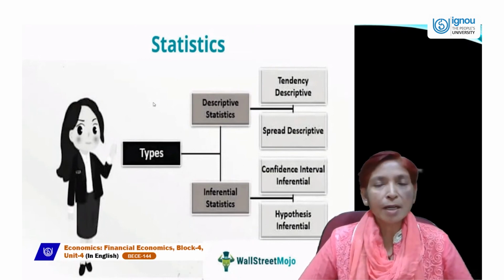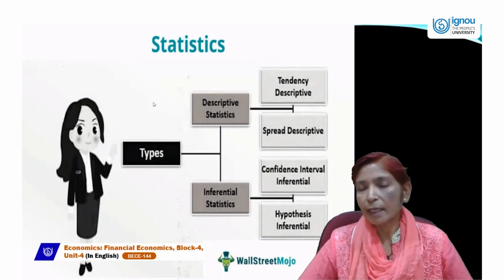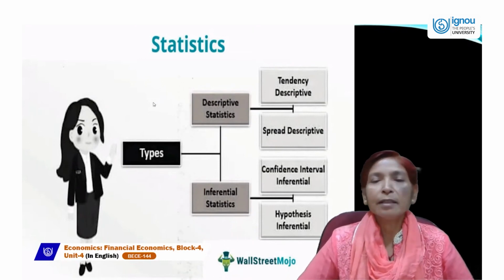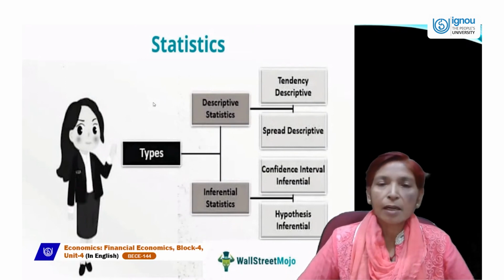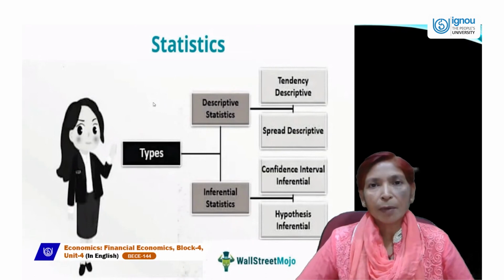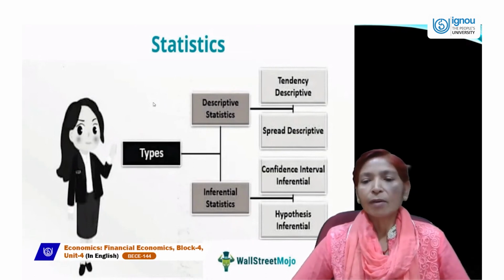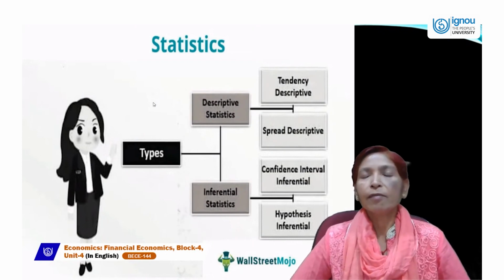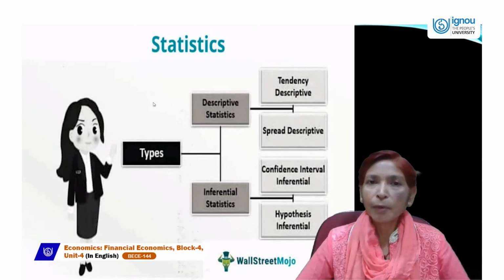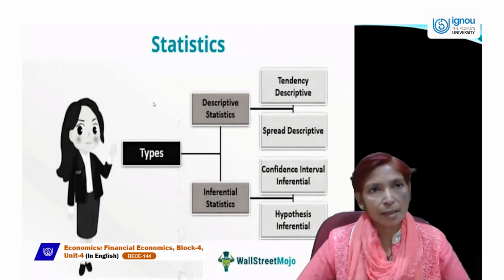So there are two parts of descriptive statistics: one is organizing data, the other is summarizing data. In other terms, we can use central tendency and spread. And in inferential statistics, we can draw conclusions from the above interpretation of data, that is confidence interval, and next is hypothesis testing. So these are the types of statistics.